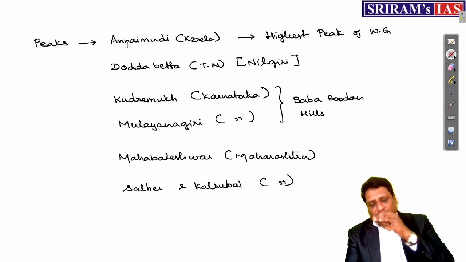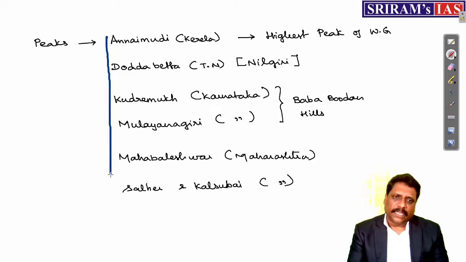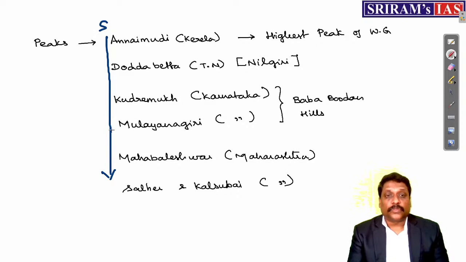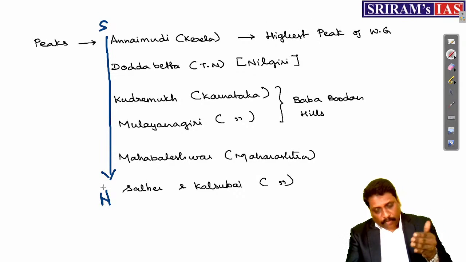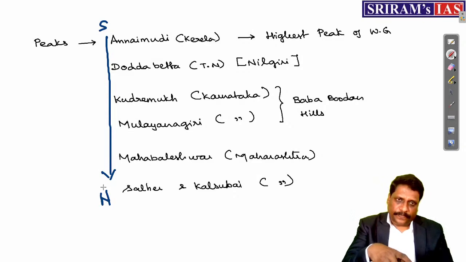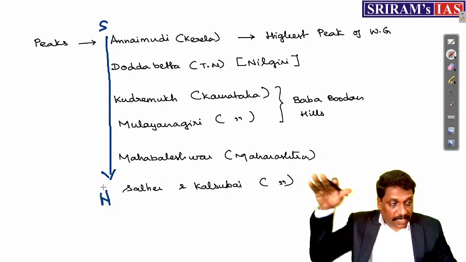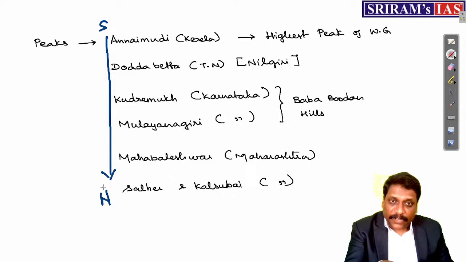Now, one pattern you find. What is this pattern? Say, for example, from Ane Mudi to Salgir Kalsubai, I have arranged the peaks from south to north. Once you refer to your atlas later, if not now, you will find that as you move north along the Western Ghats, the height of the peaks considerably reduces. If the height of the peak reduces, it also gives you an idea that the height of the mountain itself is getting reduced.